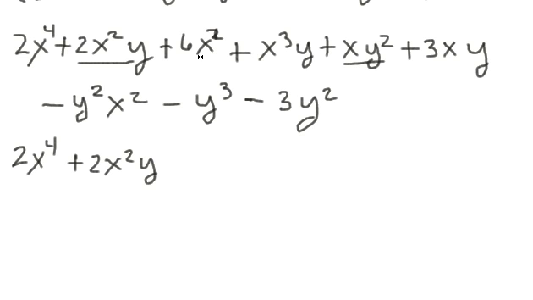Okay, let's see. 6x squared. I don't see any like terms on that. x cubed y. And there's not anything on that either. xy squared. No. 3xy. Okay, this thing doesn't look like it can condense down at all.